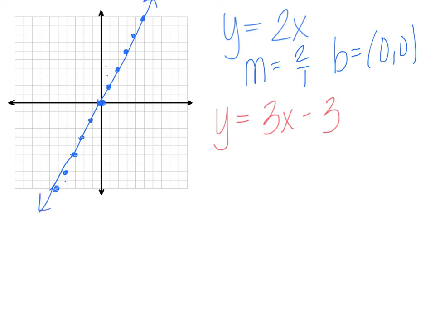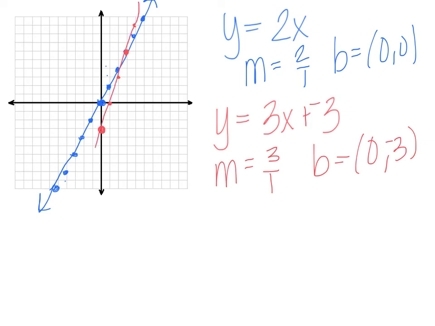Now I'm going to do the same thing with the red. My m is 3 over 1. My b, I have to do SAO, is 0, negative 3. So I'm going to graph 0, negative 3 first, and then I'm going to go up 3, over 1, up 3, over 1, and keep going. And you see we have intersected right here at this point, and that is 3, comma 6.